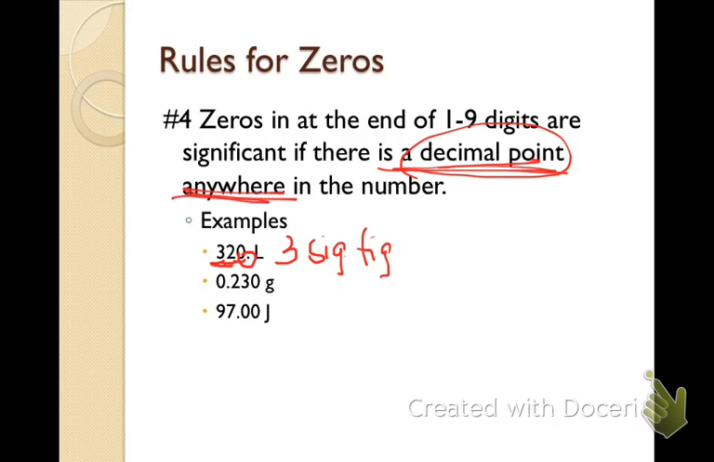Alright, so let's take a look at the second example. 0.230. Alright, that's a leading 0. That does not count. The 2 and the 3 do count. Now this 0 does count because there is a decimal point anywhere in the number. It doesn't have to be next to it. It just has to be anywhere in the number. So we have 1, 2, and 3 sig figs for this one. And your third example, we have 97.00. I've already underlined the 9 and the 7 because they're definitely significant. Those 2 zeros are at the end but they are significant because there is a decimal point. So here we have 4 sig figs.